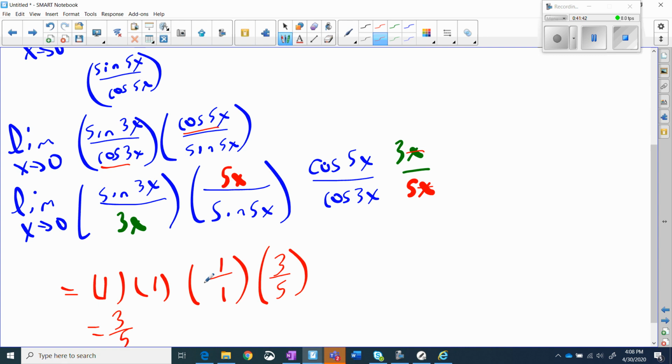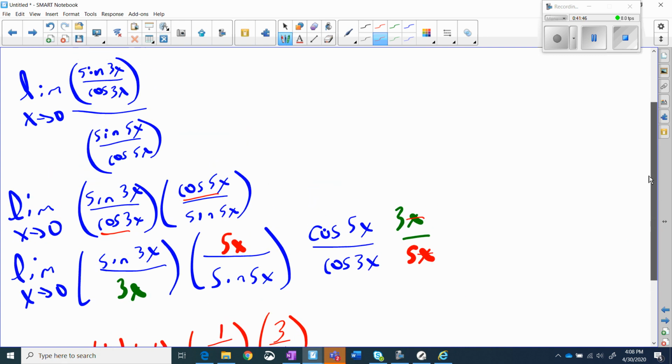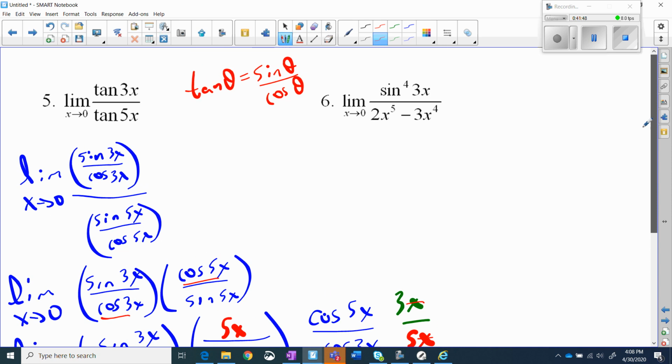So there's where you use a trig identity when you run into tangent. If you see tangent in a limit question, as x is going to 0, you're going to want to put in your quotient identities, or your quotient identity. There's one for cotangent, which is just this flipped over. Again, stuff from last semester.